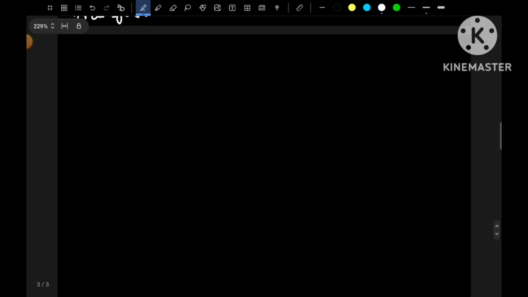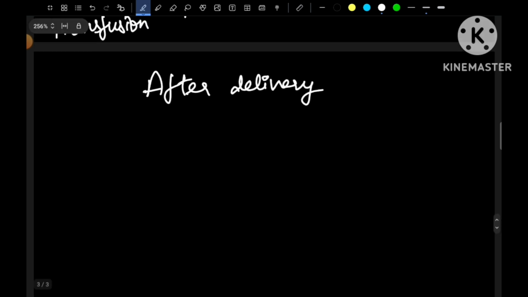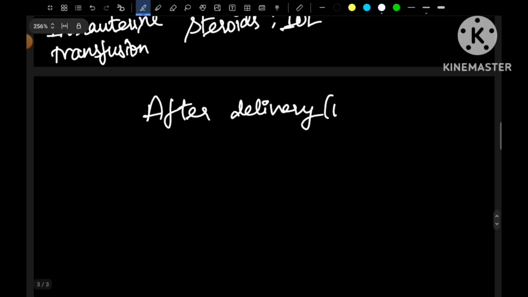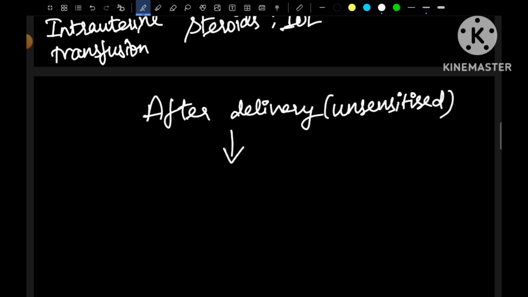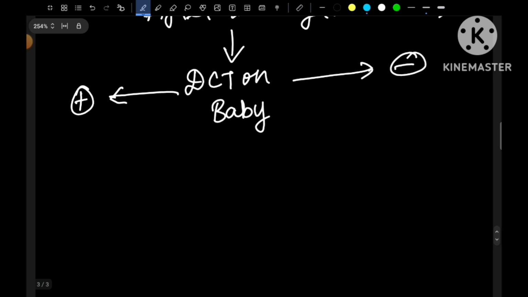So what we have to do after delivery? See, after delivery, in particular for those unsensitized patients, okay, we have to do a direct Coombs test on, not the mother, on the baby. That's very important. If it's negative, we have to follow something, and if it is positive, we have to follow a different protocol. Let's see what we have to do if it is negative and what we have to do if it is positive.